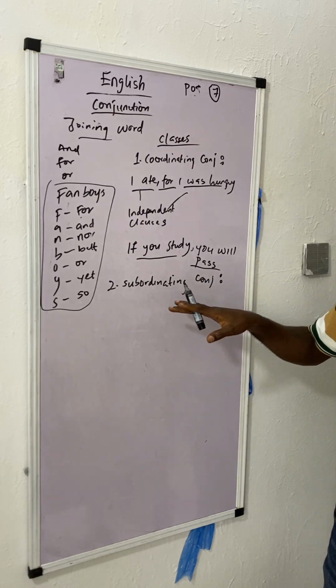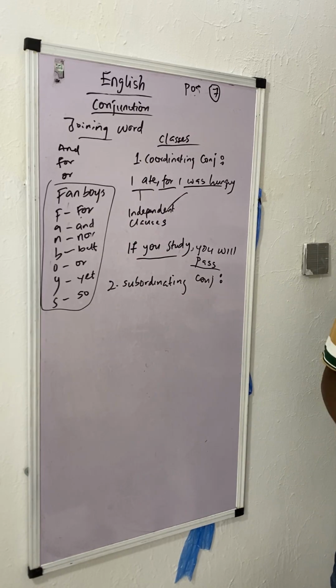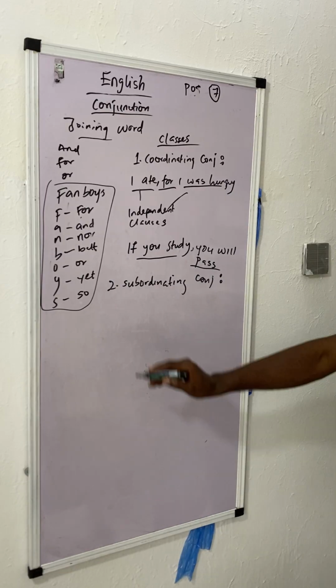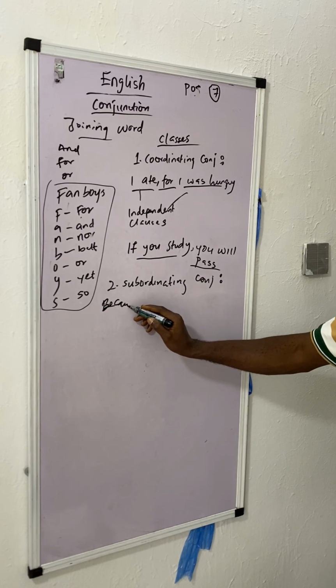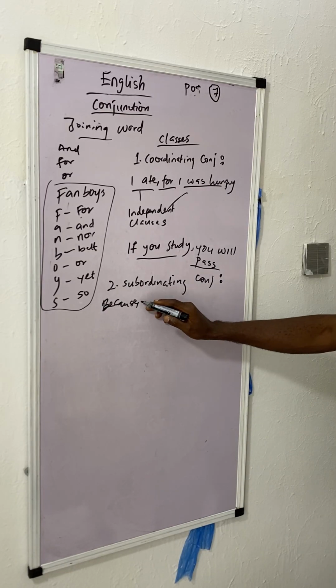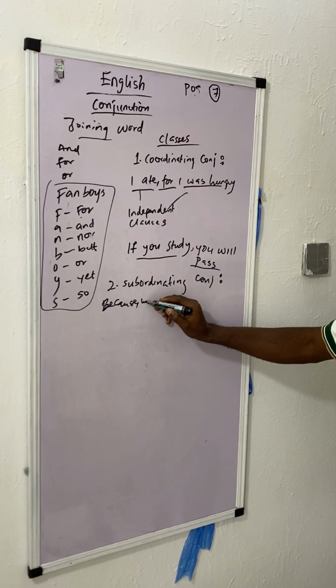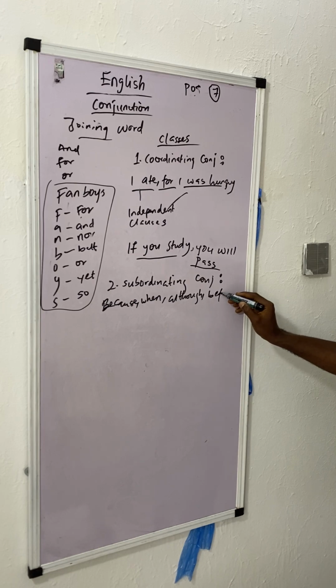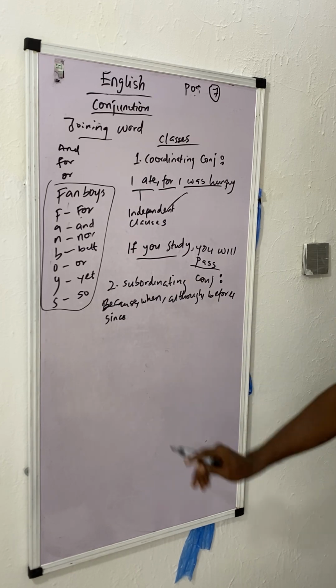It joins two unequal parts. And the examples of subordinating conjunction include because, when, although, before, since. All these are what? Subordinating conjunctions.